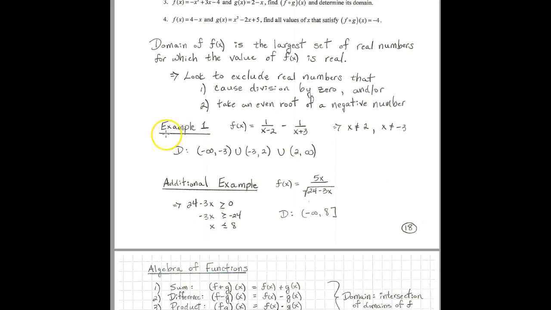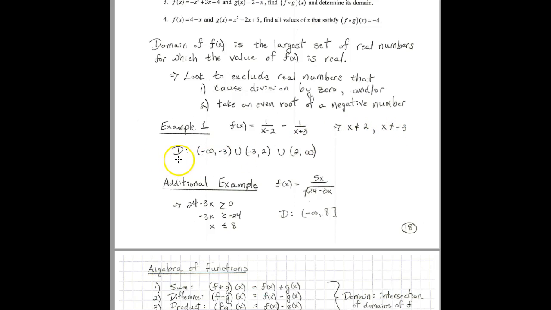Okay, so in this first example, let's look at f of x equals 1 over x minus 2, minus 1 over x plus 3. So in this function, all I have to do is look and determine where will I ever have a denominator be 0? I can never divide by 0. So notice in this first guy, x can't be 2. And in the second guy, x can't be -3. So that means I want to include every other value of x except 2 and -3.